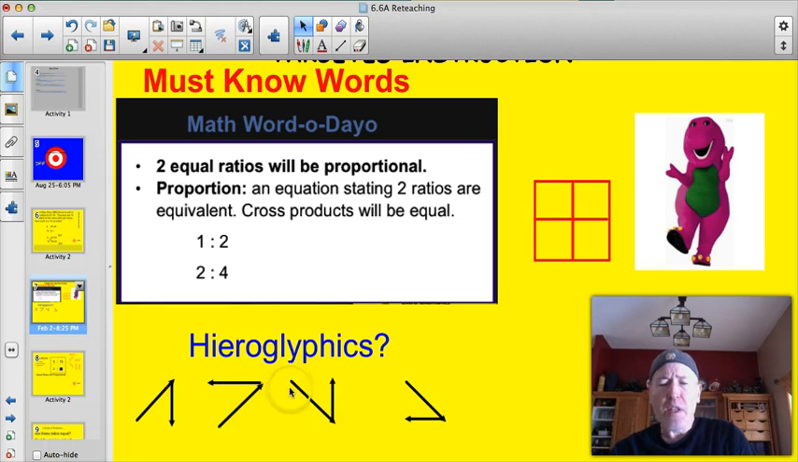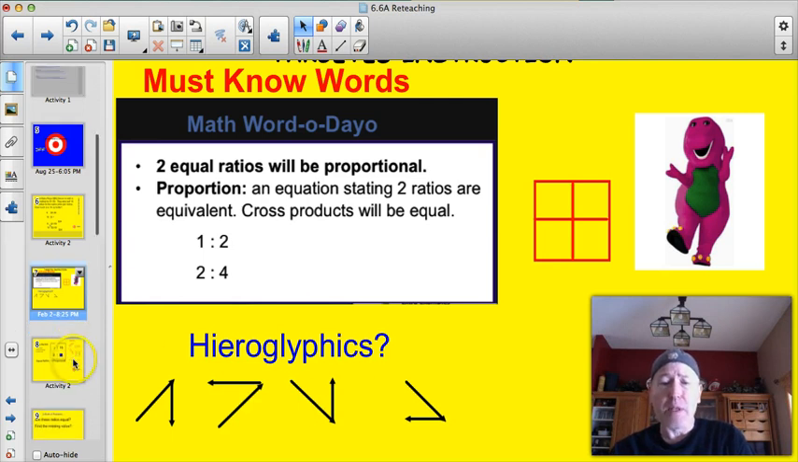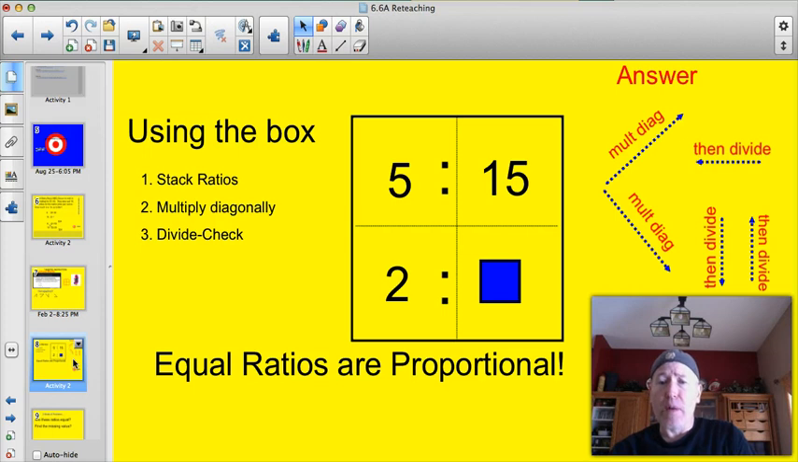No. These here are just a bunch of little arrows showing what you're going to be doing tonight, and they look like hieroglyphics, right? Well, let me explain further. Let's try using the box. I put some ratios in here. I stacked them. So we've got 5 to 15 is the same as 2 to something.